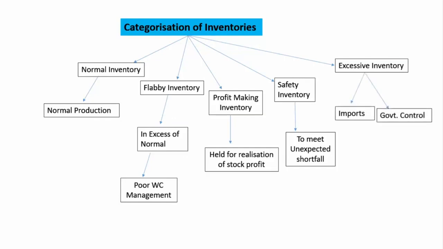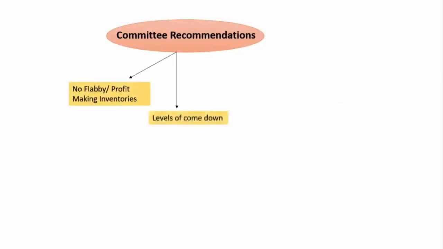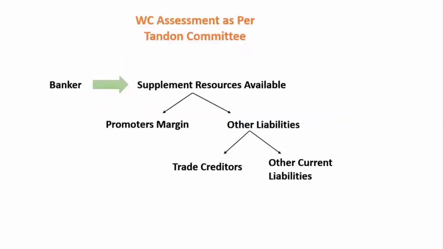As per Tandon Committee recommendations, no flabby inventory or profit making inventories should be funded. If at all they maintain, then those levels should come down and they should be in tune with the past or, say, industry practices. Okay, they should be in tune with past or industry practices. Now, how is working capital assessed as per Tandon Committee? Let's see.